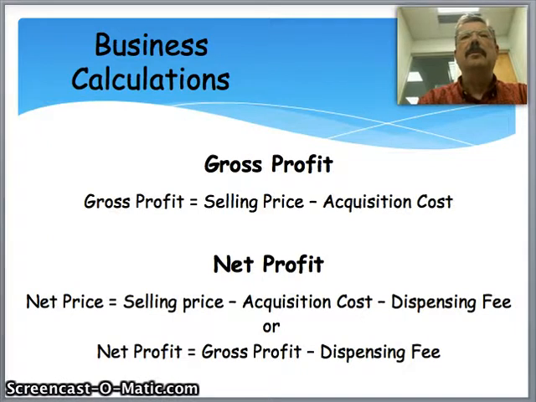Business calculations. The two formulas, or two ideas, I expect you to know are the gross profit, which is the selling price minus the acquisition price, and net profit, which is the selling price minus the acquisition cost minus the dispensing fee, or the gross profit minus the dispensing fee.